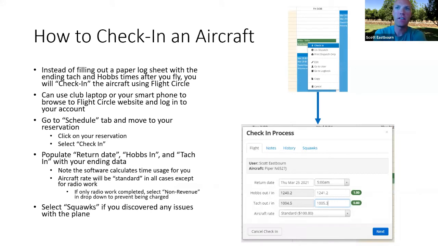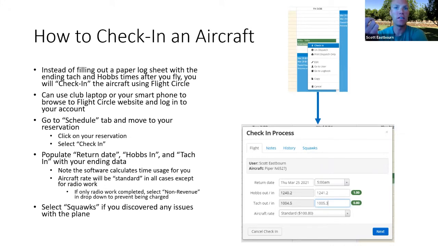After you get back from your flight, you'll be ready to check in. So again, since there's no paper log sheet, the way we're going to track how much time you flew is with Flight Circle. So you're going to be back into your Flight Circle account on the reservation that you were just flying under. When you click on the plane, I forgot to mention, you'll see in the calendar that it's green. So after you've checked out or dispatched the plane, it'll change to green on the calendar so you can see that the plane is out and it's taken.